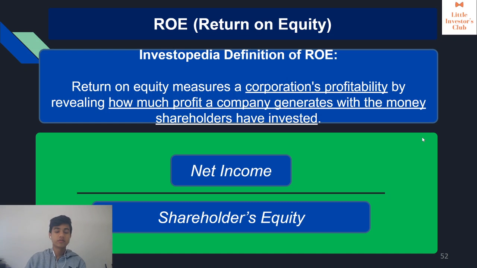So the R in refined analysis, as we all know, already stands for return on equity, and the exact definition of return on equity is that it measures the corporation's profitability by revealing how much profit a company generates with the money the shareholders have invested. It is calculated by the net income over the shareholders' equity. So what does net income and shareholders' equity mean?